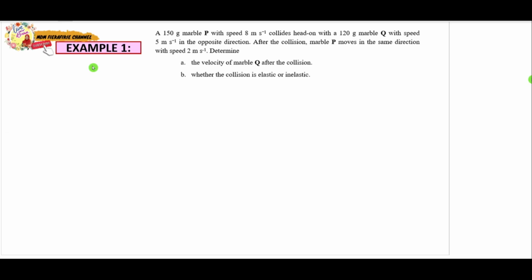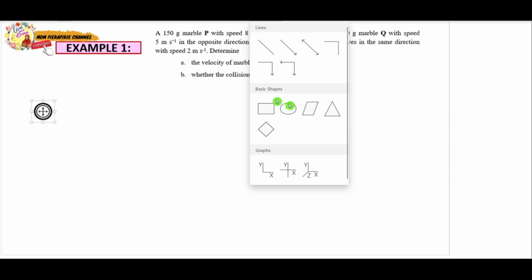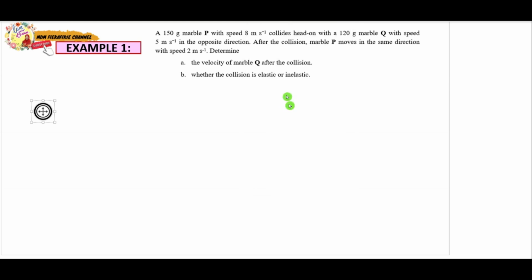Alright, we start with example number 1, where this example involves one-dimension collision. Okay, so let's read the question. We have 150 gram marble P. Alright, so I think I want to sketch marble P here. Okay, and then marble P moves with a speed of 8 meter per second, collides heads-on with a 120 gram marble Q. Okay, so we have marble Q, where marble Q moves with the speed of 5 meter per second in the opposite direction. Okay, so we have another one here.